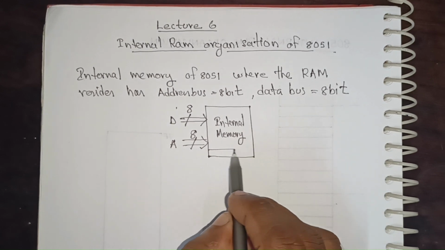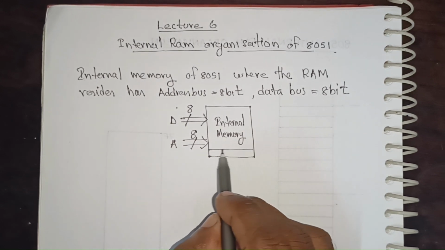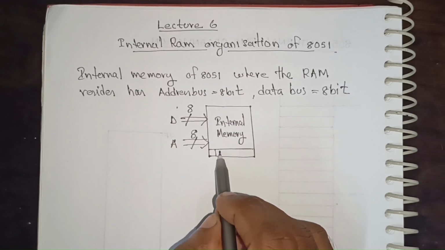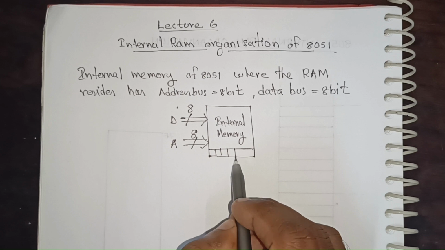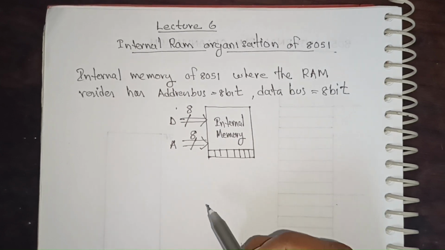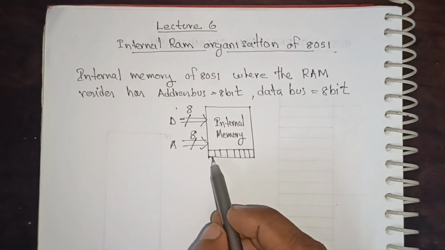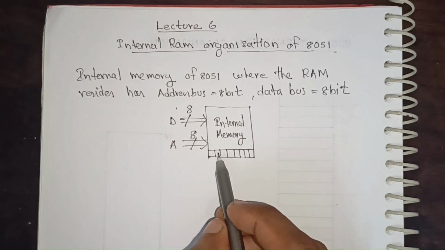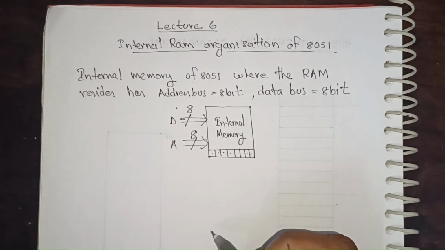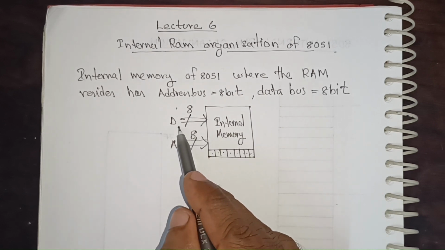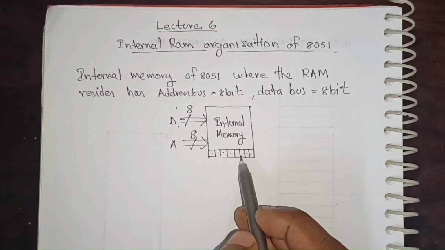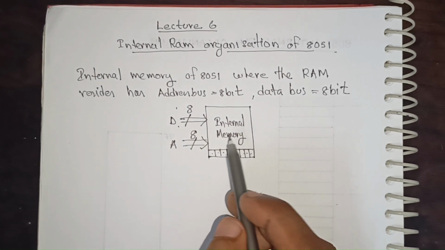Let's see, consider this is a location in the memory. This location can store 8-bit of data: 1, 2, 3, 4, 5, 6, 7 and 8. That is the physical meaning of 8 data lines. Now, like this, how many locations are available in this memory?